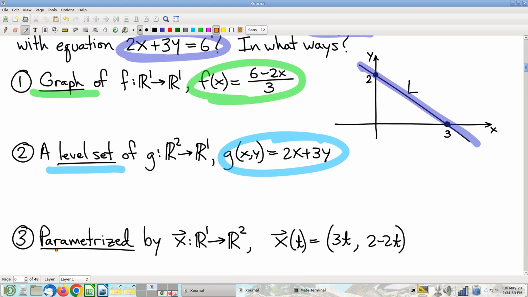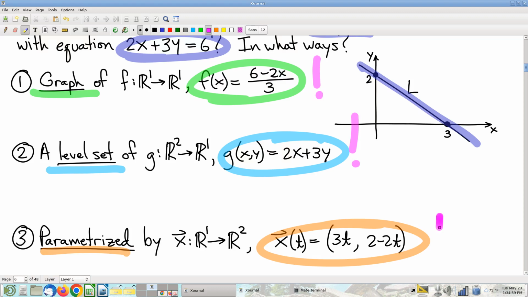And it is parameterized by that function. Notice these are three different functions that in their own different ways, depending on what construction you're talking about, the graph construction, the level set construction, can represent this line. Right? And this is one of the places where students very often step on the landmine.